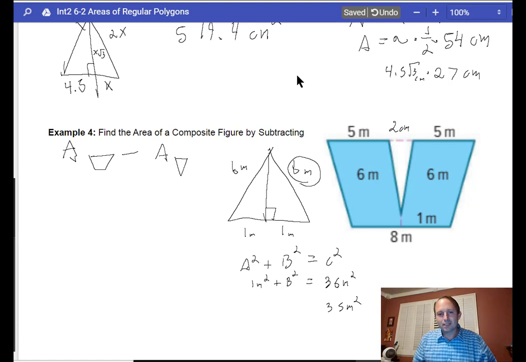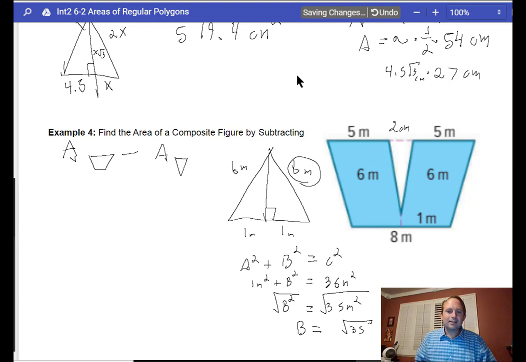Well, how about this? Just remember, what's 36 mushrooms minus 1 mushroom? It's 35 mushrooms. So now we have b squared, the height, is equal to 35 meters squared. Wait, that's not right. The height squared is equal to 35 meters squared. So the opposite of squaring would be square root. So we get the height will equal the square root of 35. We can leave it right there. And technically it's meters.